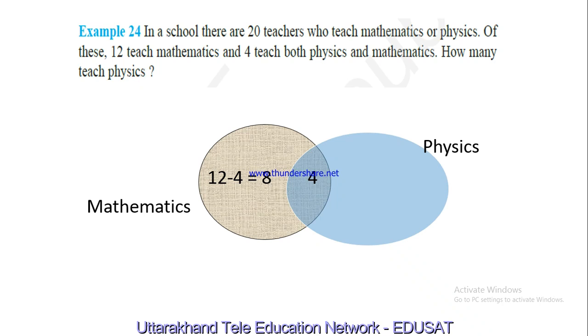So now we know the pure gray part is 8. The overlap, which is between the gray and blue, is 4. So naturally the remaining part, which is pure blue, should be equal to 20 minus 8 minus 4, and that is basically equal to 8.